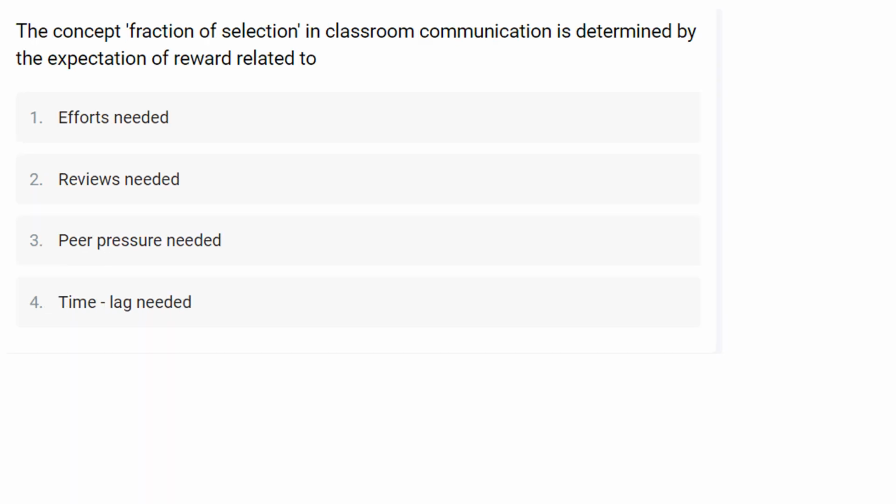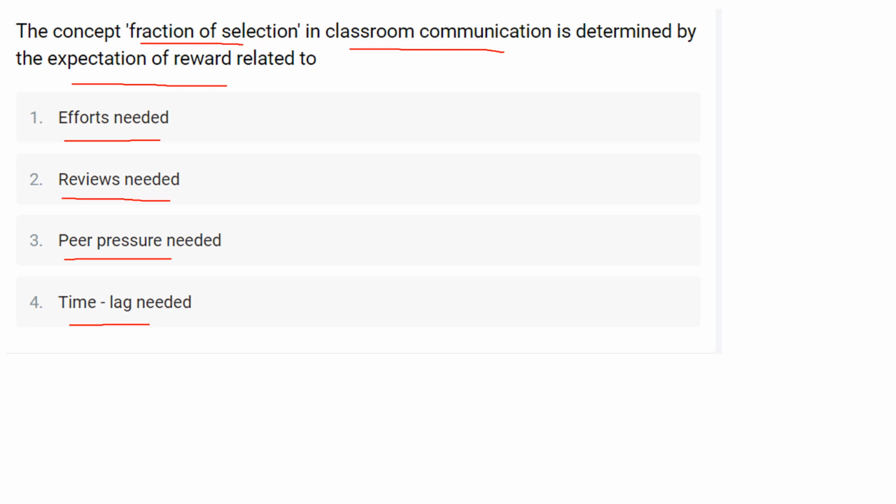The concept fraction of selection in classroom communication is determined by the expectation of reward related to. So here in this question they ask you about the concept fraction of selection in classroom communication determined by expectation of reward related to, for which the first option is efforts needed, second is reviews needed, third is peer pressure needed, and the last one is time lag needed.